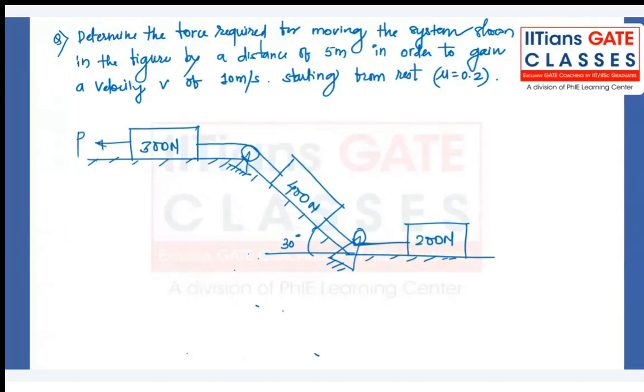Determine the force required for moving the system shown in the figure by a distance of 5 meters, in order to gain the velocity of 10 meters per second, starting from the rest. Consider mu is equal to 0.2.